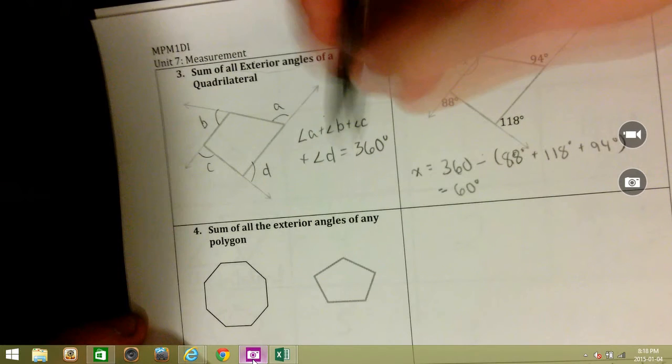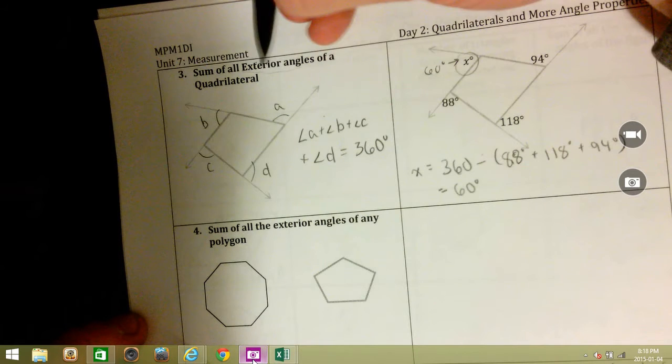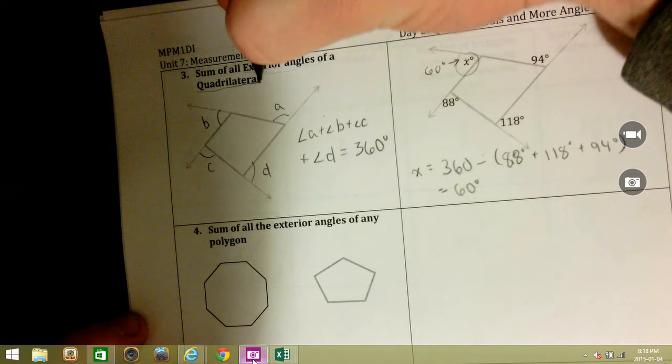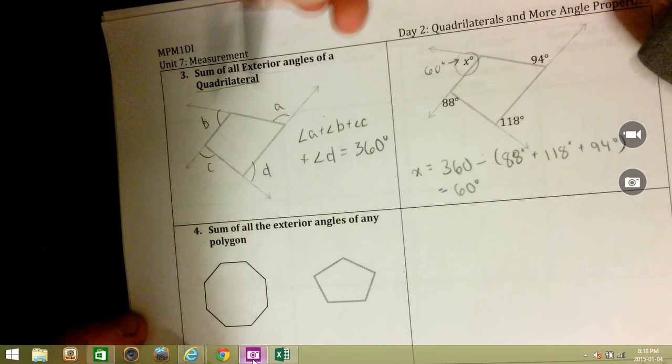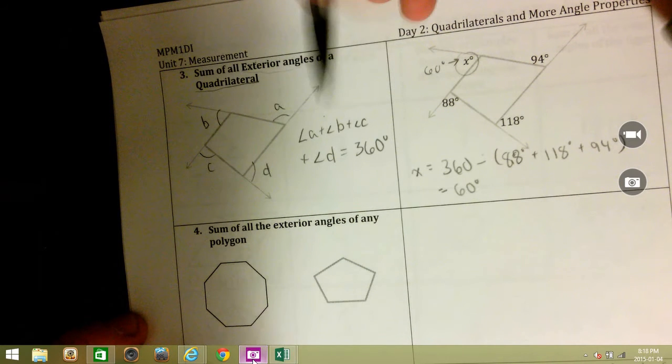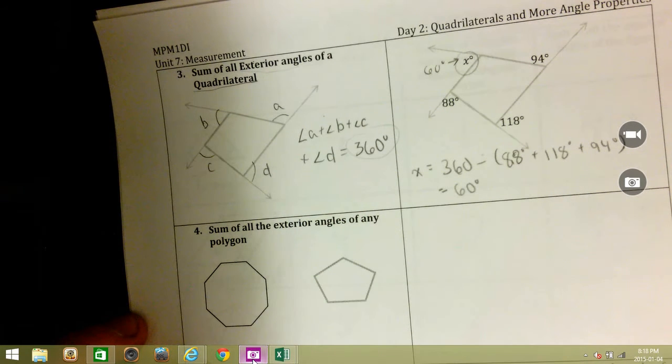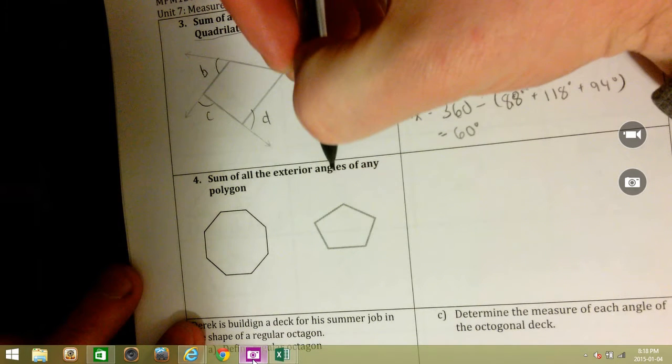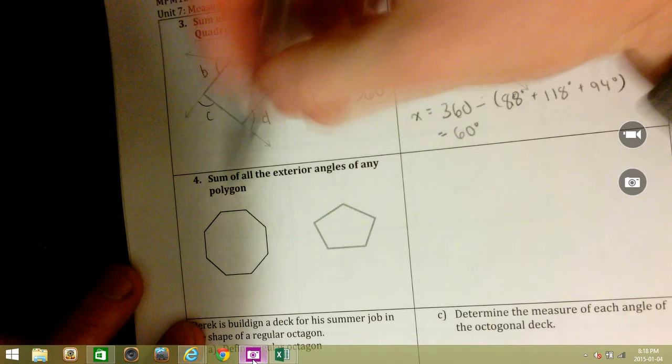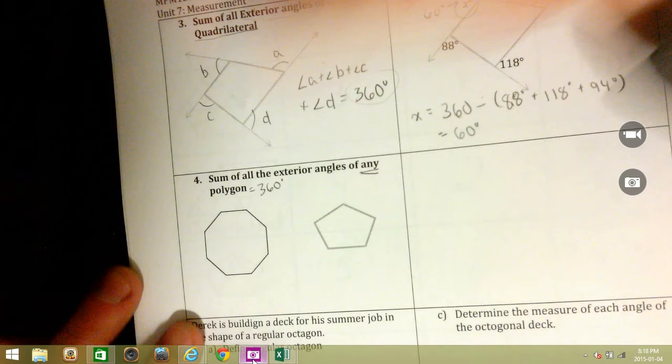You will have noticed that the exterior angles of a quadrilateral and the exterior angles of a triangle, which was before, when we add them up, in both cases it is 360 degrees. So the sum of all exterior angles of any polygon will always equal 360 degrees.